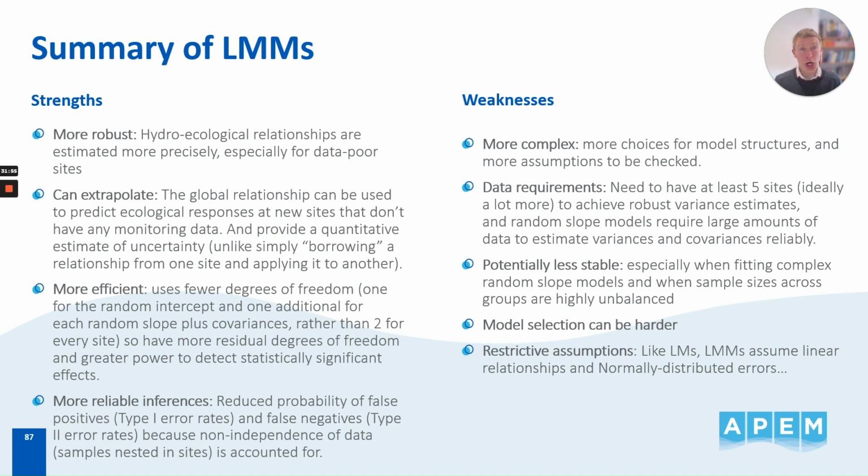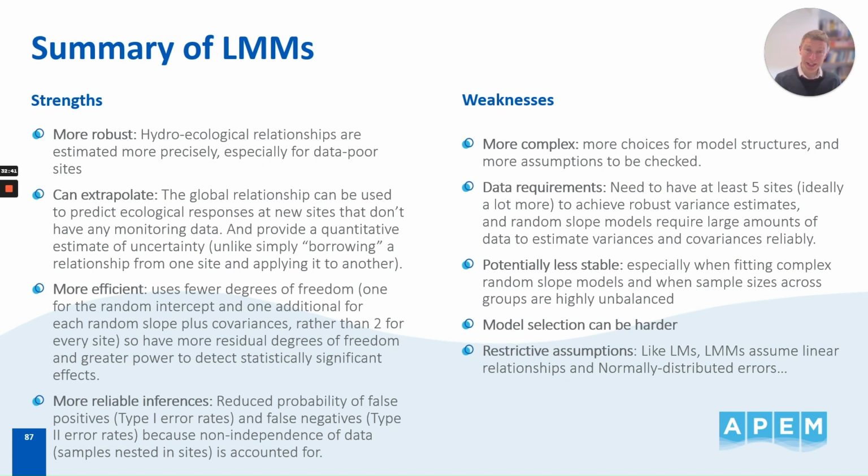Thirdly, linear mixed effects models are a little bit more efficient than standard linear models. They use slightly fewer degrees of freedom, one for the random intercept and one for the random slope. And so all else being equal, that gives these models a greater ability or power to detect statistically significant relationships. Fourthly, and really importantly, by explicitly including site as a factor in the model, we reduce the probability of getting false positive or false negative results, because we're accounting for the non-independence of the data, the fact that the individual sample measurements are nested within sites. That means we're getting reliable inferences.